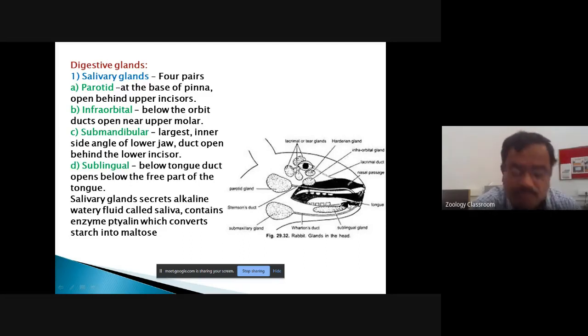So that alkaline watery fluid, we call it the saliva. And that saliva contains enzymes. Inside the saliva, enzymes are present. That enzyme is called the ptyalin enzyme. This ptyalin converts starch. Starch is converted into maltose. Okay. So this is all about the salivary glands.